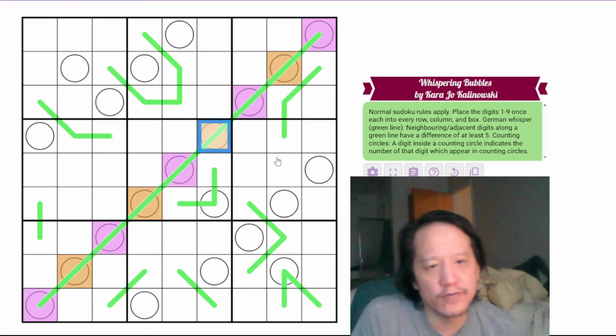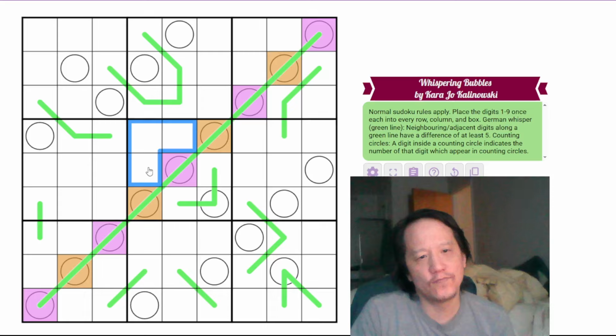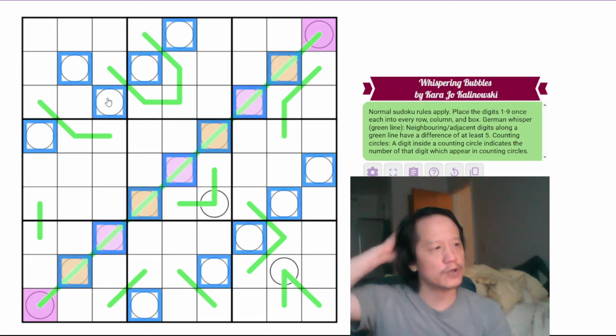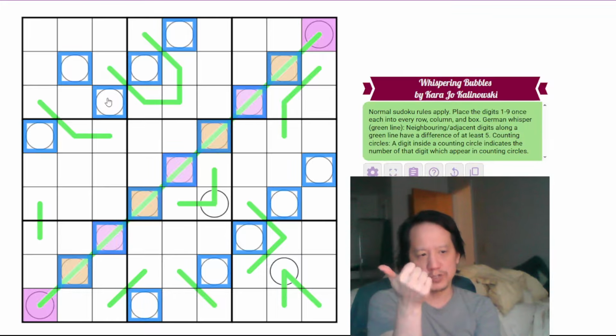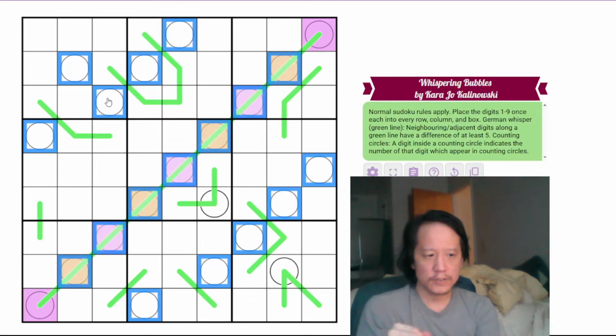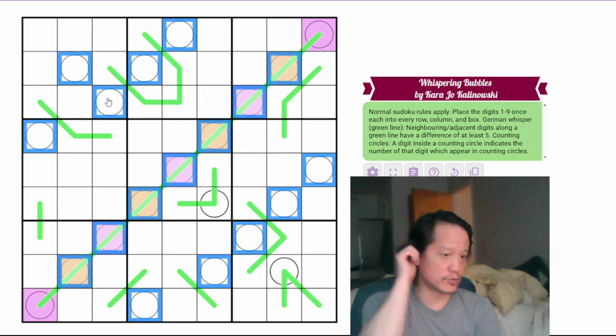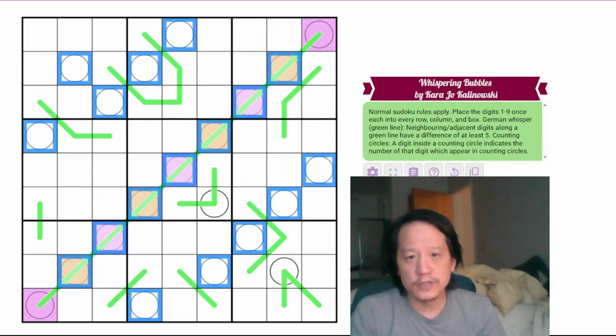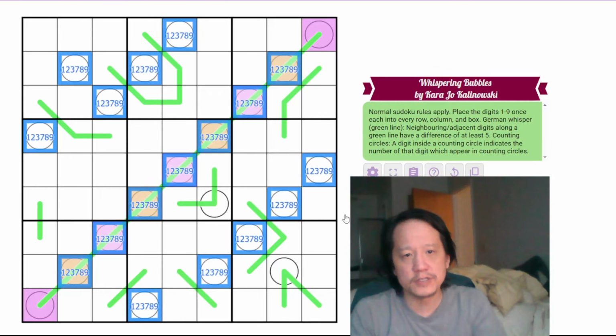Where is the 5 in box? Okay, so 5 can never be in the circles. We have the possible combinations 1, 2, 3, 7, 8, or 2, 3, 7, 9, or 1, 3, 8, 9. So 4 and 6 can't be in the circles either. So these are guaranteed to be 1, 2, 3, 7, 8, and 9.